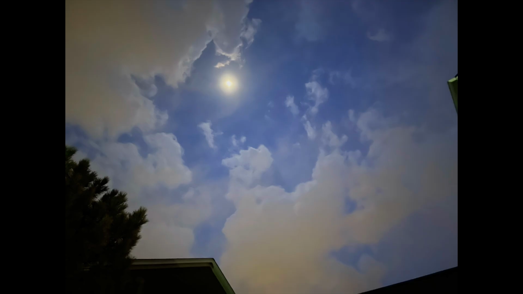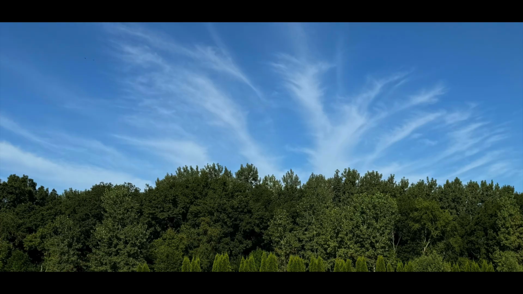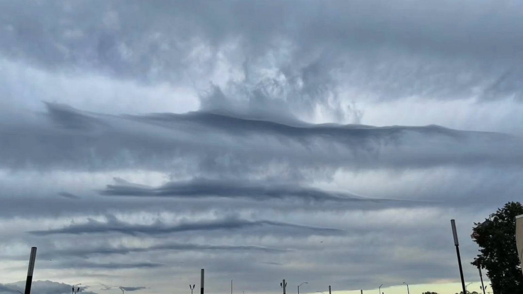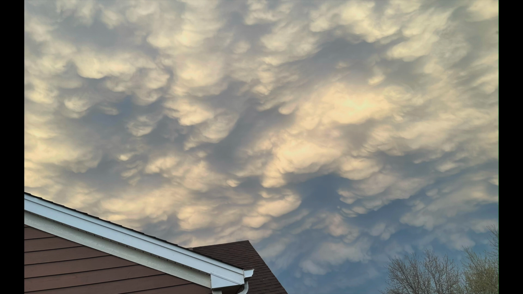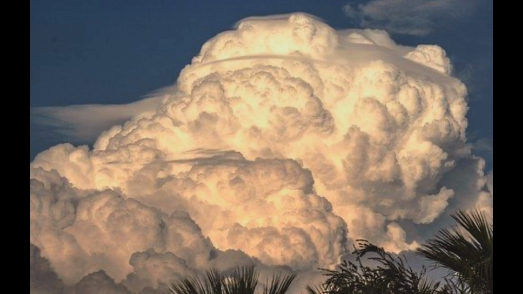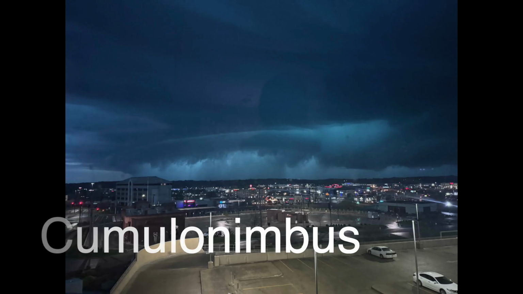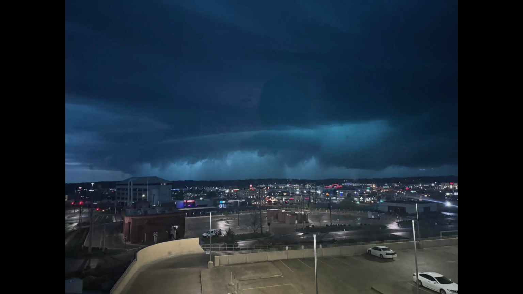You've got stratus clouds, cirrus clouds, cumulus clouds, wall clouds, wave clouds, just all kinds of different clouds that are produced by the moisture. But eventually, when enough moisture makes its way up into the atmosphere, it can form the big cumulonimbus cloud, which is the big boy on the block. This is the one that can produce the thunderstorms with lots of lightning.